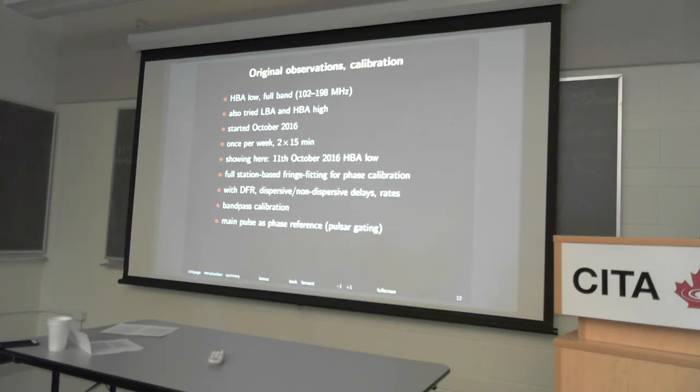So we started with that just after the workshop last year in October. So the data that I will show in the following are 1 year old, unfortunately, but still interesting, I think. This was done again in what we call the high band low part. So that's the frequency range between 100 and 200 megahertz, and started in October last year. Originally, we observed this once a week. And what I show here is from the 11th of October.